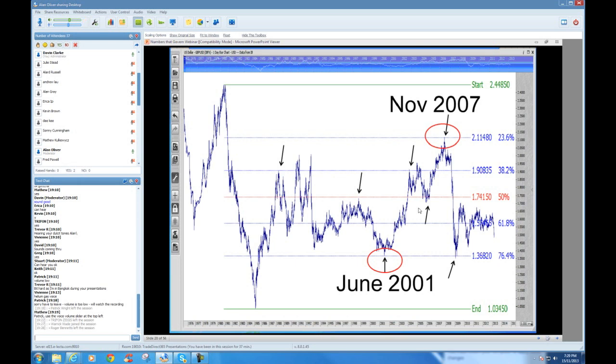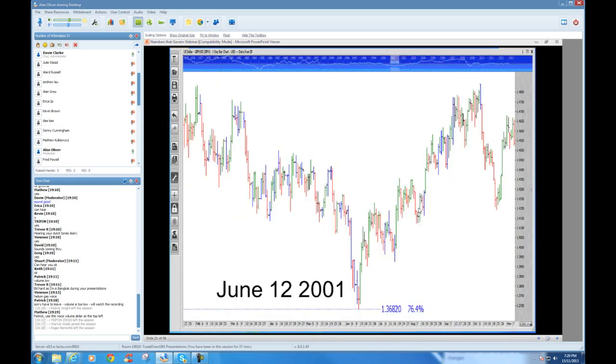What we're going to do now is just zoom in on a couple of these major turns. On June 12, 2001, this market got to the exact price of that 76.4% level, and it is not one pip out. It got to 1.3682, which is exactly the Fibonacci level, and then it turned around, and as you can see, it raced up to 1.48. Now there's 1,200 pips of movement in a foreign exchange market after it's done an exact strike on a Fibonacci level.